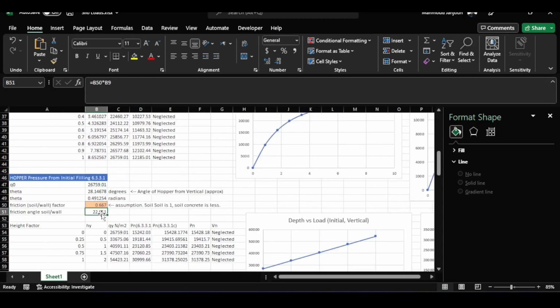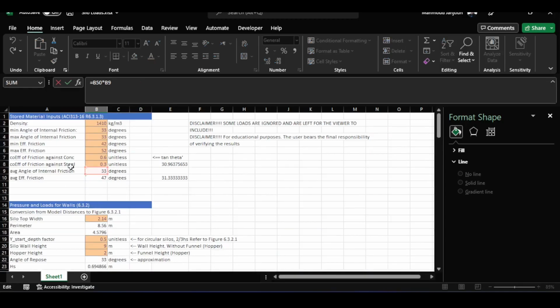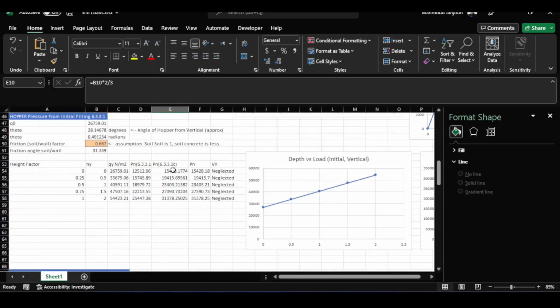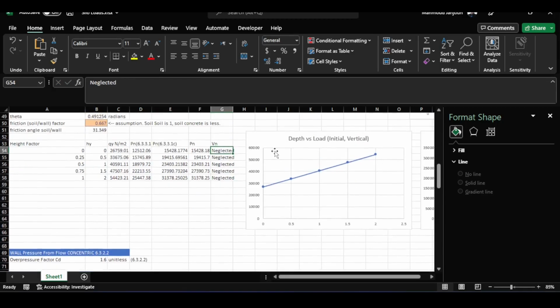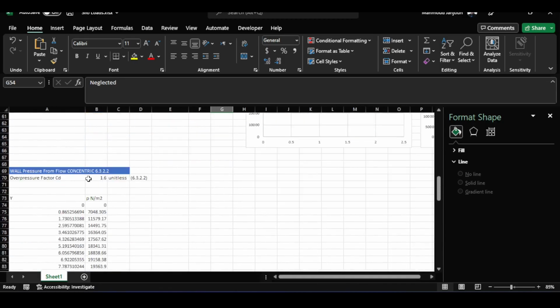So I'm using the friction angle between soil and wall. I'm using 2/3 multiplied by the internal friction, which is nowhere near the tan inverse. So is it really that? Should I use this? Maybe. With that being said, we calculate Pn, and neglect Vn. So, all right. Of course, I'm plotting things because I want you to see. And finally, you have the wall pressure from flow.